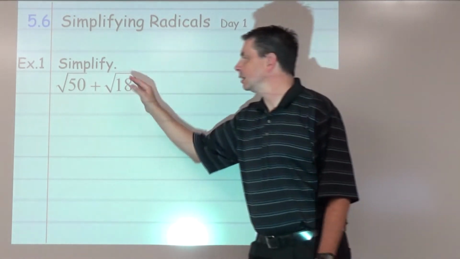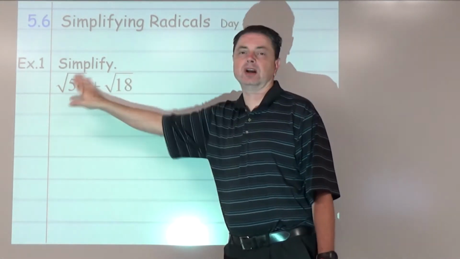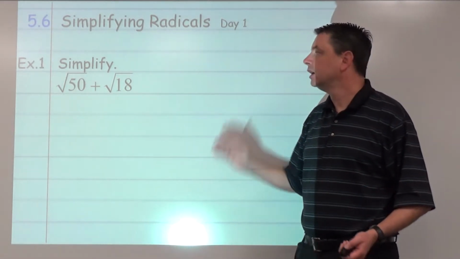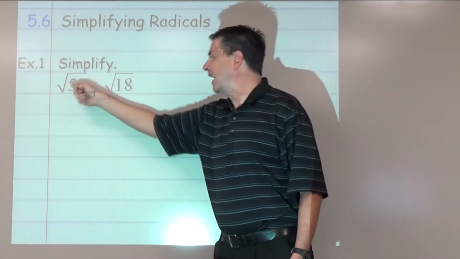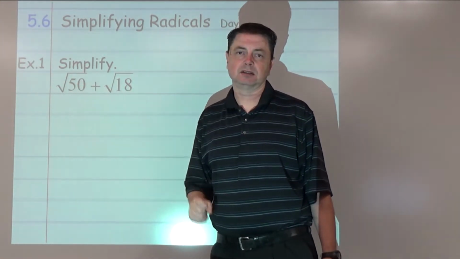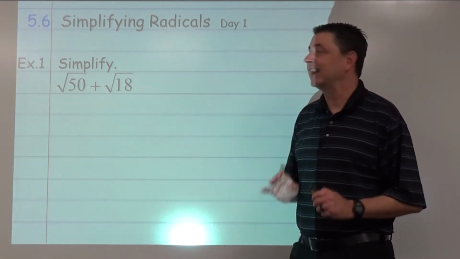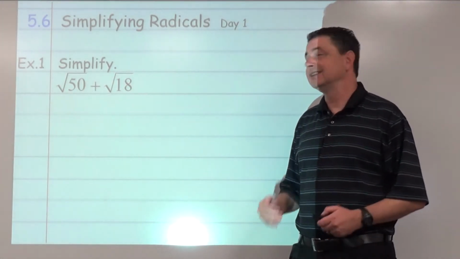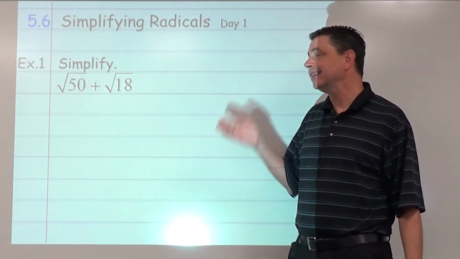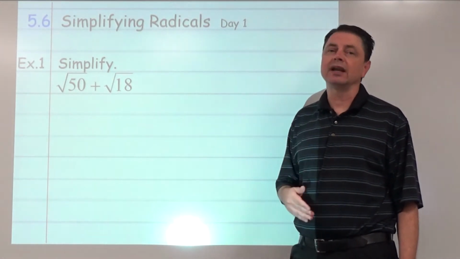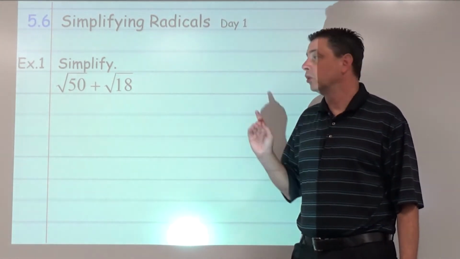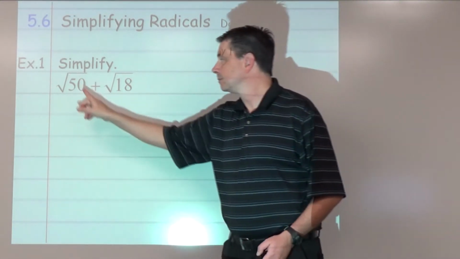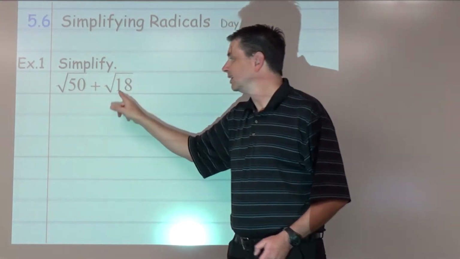Example number 1, simplify, adding square roots. And this applies to adding cube roots or fourth roots, it does not matter. You are not allowed to add the 50 and the 18. Cannot do it. You have to simplify first. We're only allowed to add like terms, in this case like radicals. Currently, they are not like radicals. You cannot add a root 50 to a root 18. We can simplify. We can break these down. Looking for perfect squares. 25 times 2, 9 times 2.